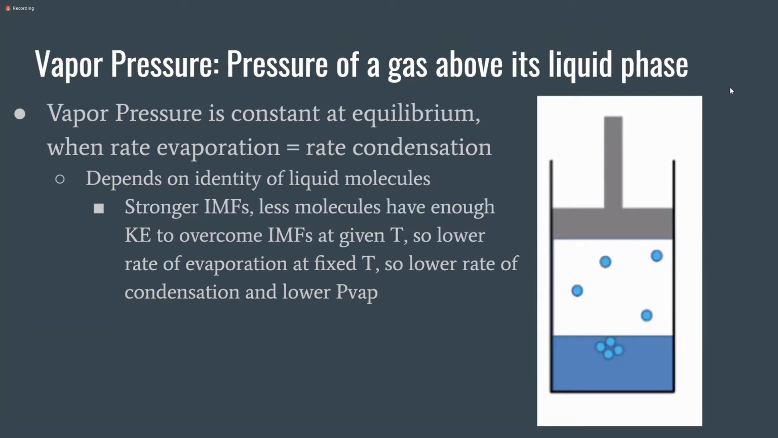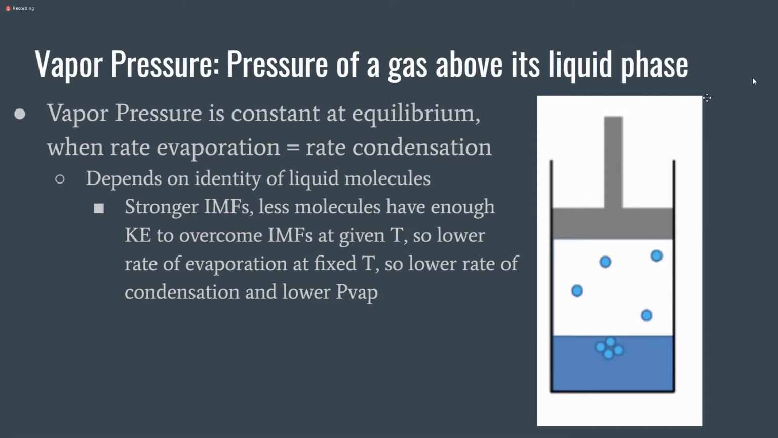One thing that's important to note is that your vapor pressure at a given temperature is going to depend on the identity of your liquid phase, so what the molecules are in the liquid phase. That's because if you have stronger intermolecular forces, then it's going to take more energy to overcome those intermolecular forces for the molecules to escape to the gas phase. So you'd expect that for a liquid with stronger intermolecular forces, you'd have a lower vapor pressure, because at a specific temperature, fewer of those molecules would have enough energy to escape into the gas phase. So you'd expect a lower rate of evaporation for that reason.